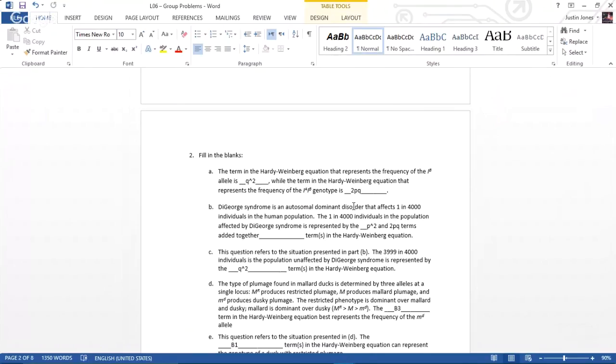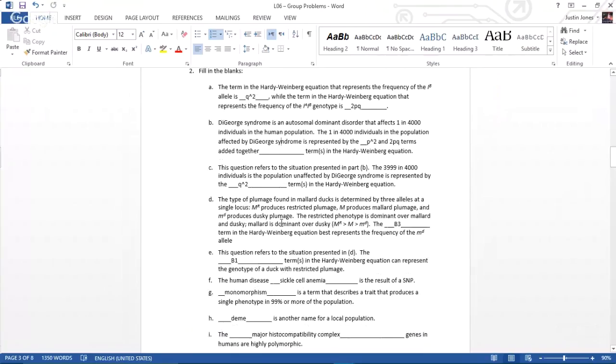Okay, so if 1 in 4,000 individuals in the population has DiGeorge syndrome, what is it represented by in the equation? Let me make sure. Yes, DiGeorge syndrome is dominant, and that's the main thing. So we go to that equation, and we're looking for the affected population. Because it's dominant, that means both the p squared and the 2pq, because in both of these the dominant allele is going to take over.